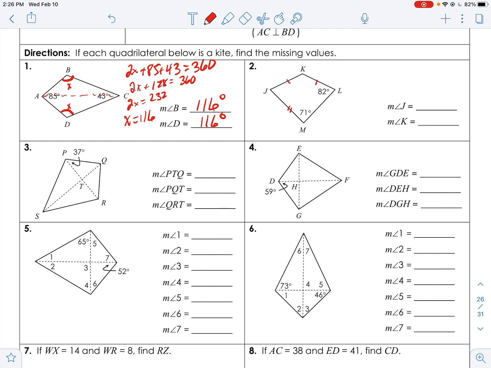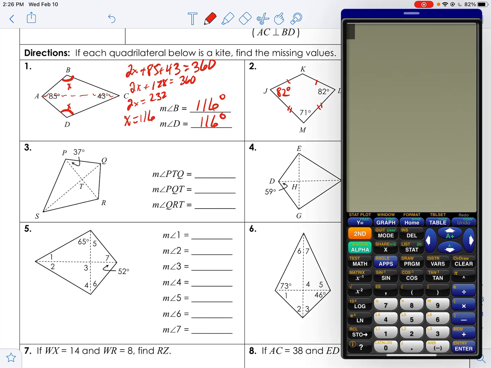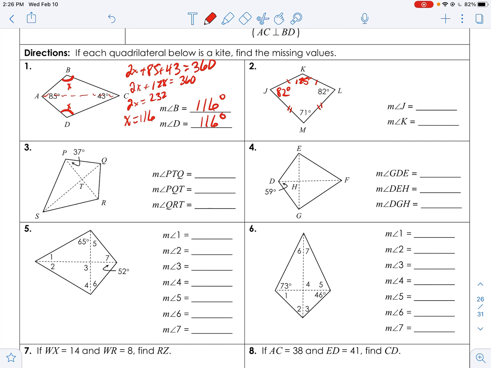Let's check out number 2. Well, what I do know, based on the way it's shaped, because this one's that one and this one's that one, 82 is going to go right here. That's 71, so 360 minus 82 minus 82 minus 71 is 125 degrees. So measure of angle J, 82 degrees. And when we do 360 minus 82 minus 82 minus 71, that's 125 degrees. Look, I even showed my work. Even though I could do it in the calculator, I showed it so that you can see what it is that I did and remember how we got it.